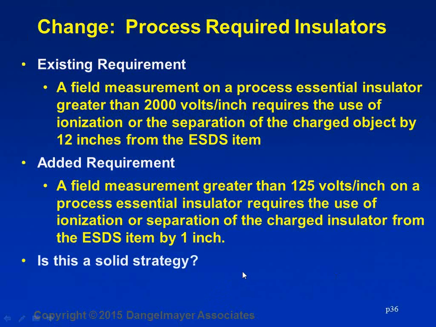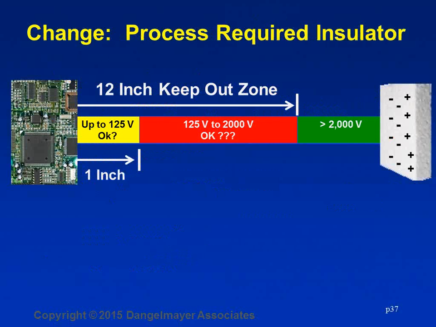Now let's take a look at that. Is separation alone a good strategy for protecting ESDS items? Let's take a look at the distance issue in more detail. Next slide. So here you see what the implications of the two measurement distances are. Up to 1 inch, anything over 125 volts is not okay. You have to do something about it. And up to 2,000 volts, you have to keep it 12 inches away. But what about the distance range between 125 volts and 2,000 volts? It seems, if you look at this, that between those two distances, anything that's over 125 volts and under 2,000 volts seems to be okay.